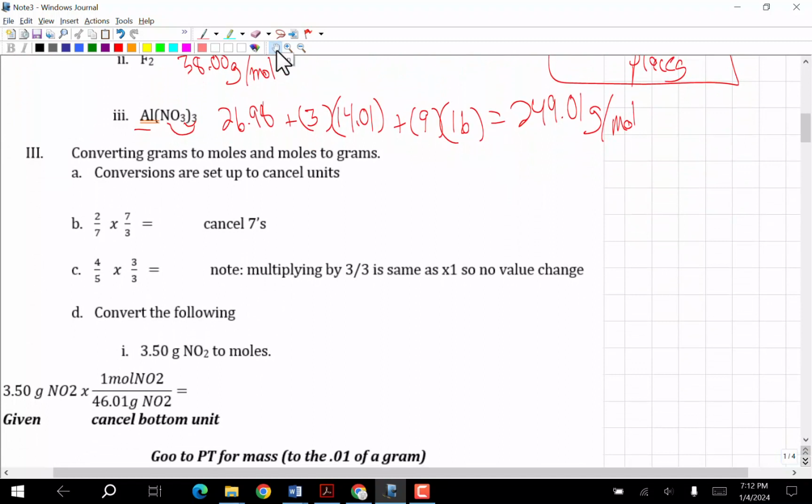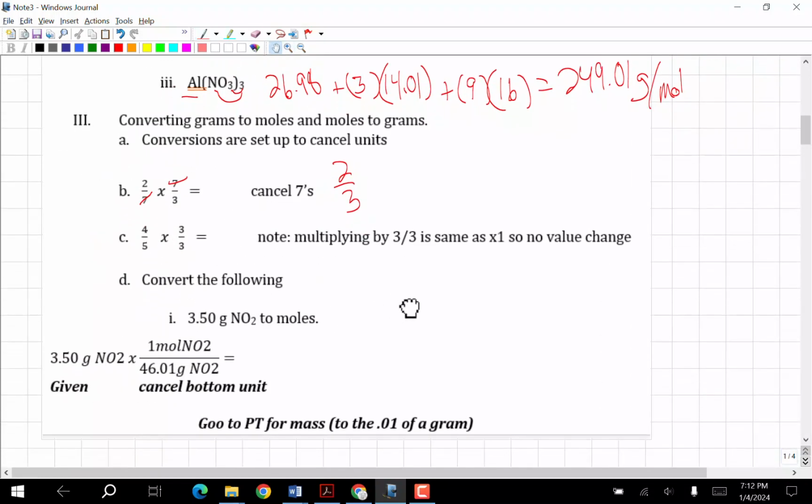So, conversions are set up to cancel units. If I have 2 sevenths times 7 thirds, notice how my diagonal things cancel, and my answer is 2 thirds. If I have 3 over 3, I can cancel those things. And note if we multiply by 3 over 3, it's the same thing as multiplying by 1. It's the same thing as kissing your sister. Nothing happens. You get the exact same thing.